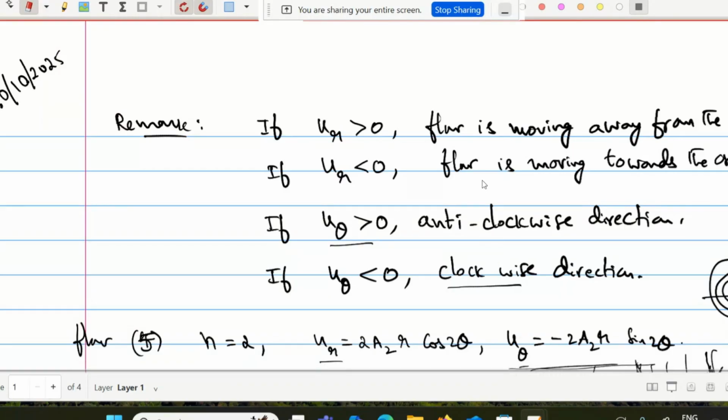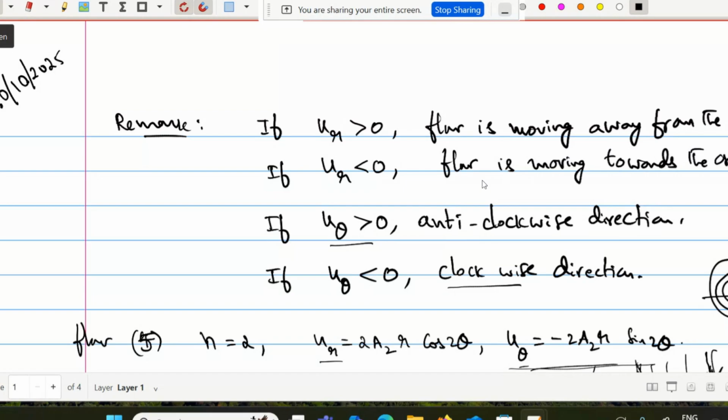So if u_r is greater than 0, that means basically the velocity in the radial direction is positive. So that is basically saying that the flow is moving away from the origin. How do you convince yourself of this? u_r is the velocity in the r direction, it is positive. If you go a little further, to the next point of time where the particle moves, it is going away from the origin. So if it is less than 0, it is coming towards the origin.